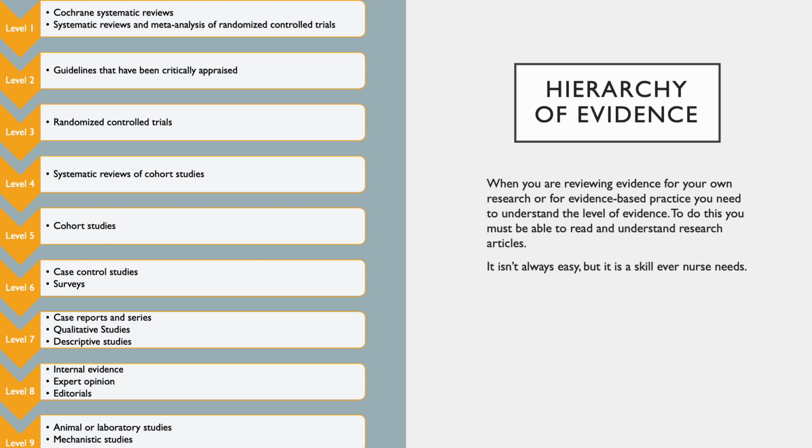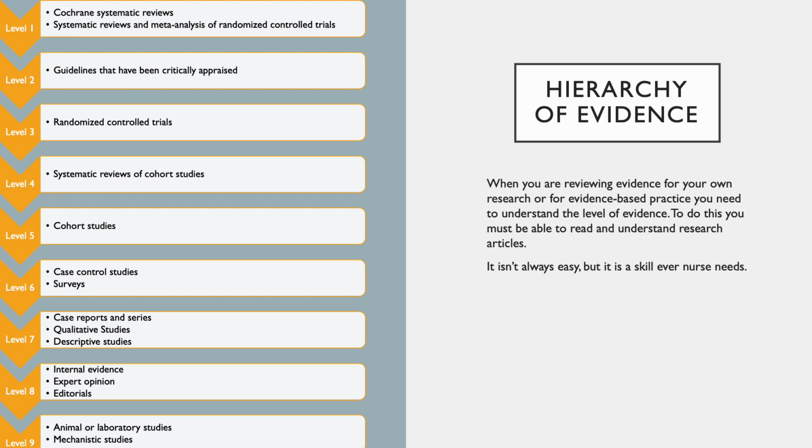Please review your textbook to see a very detailed explanation and examples of PICO questions, as well as information posted online in your course. If you review the figure attached in the slide, you can see the hierarchy of evidence. Some people put this into a pyramid, and I thought it might be easier for you to look at as levels. The top level is a Cochrane systematic review, and then other systematic reviews and meta-analysis of randomized controlled trials. It goes from there down to guidelines that have been critically appraised, randomized controlled trials, systematic reviews of cohort studies, case control studies, surveys, and it goes down.